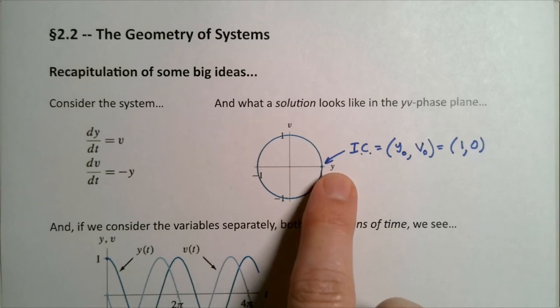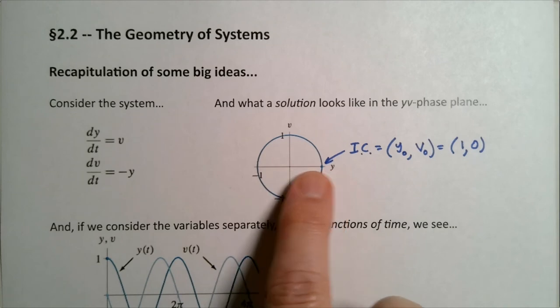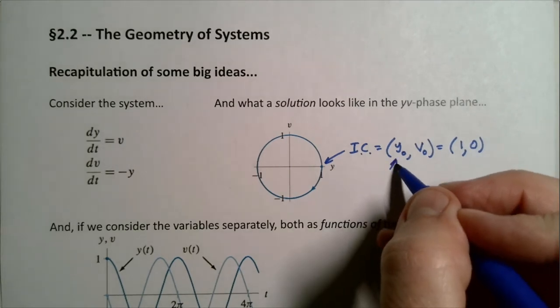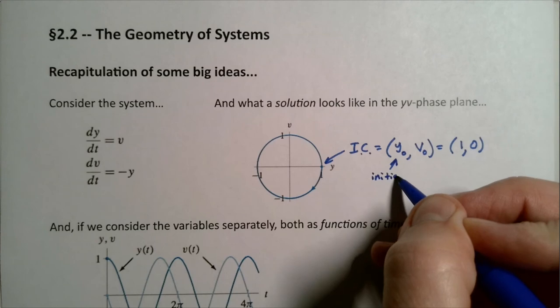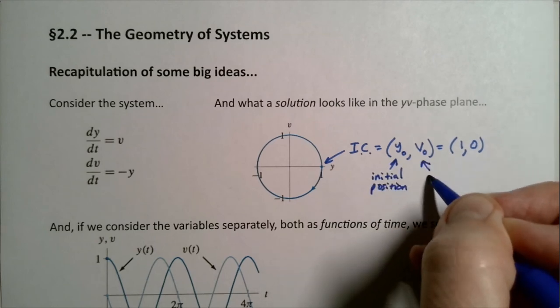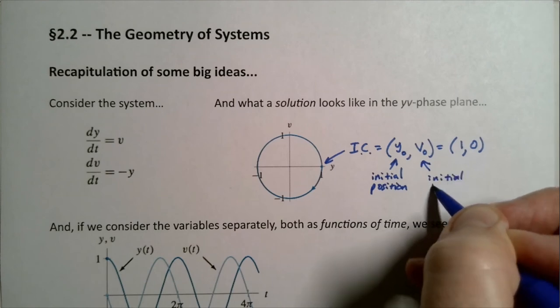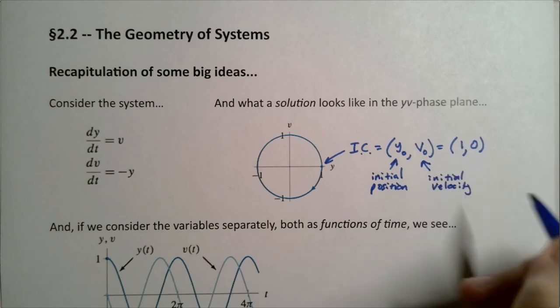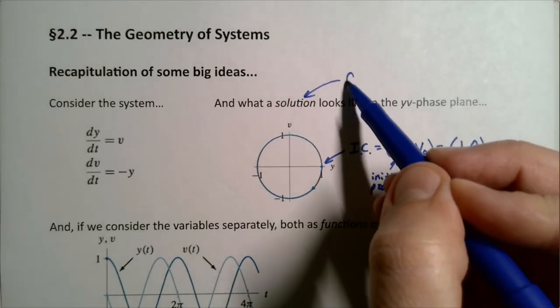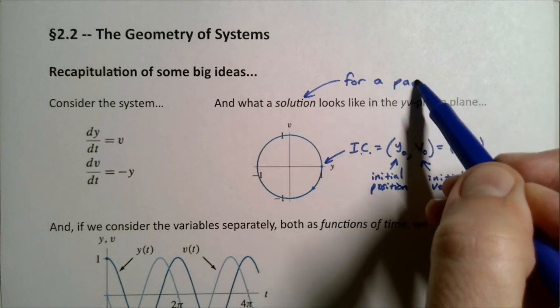Remember, the phase plane doesn't represent reality. It's not a picture of what you'd see if this were an object moving. You're actually seeing position in this direction and velocity in this direction. So you're seeing two important pieces of information at the same time: the initial position at the same time as the initial velocity. And so this is what we call a solution curve, for a particular solution.